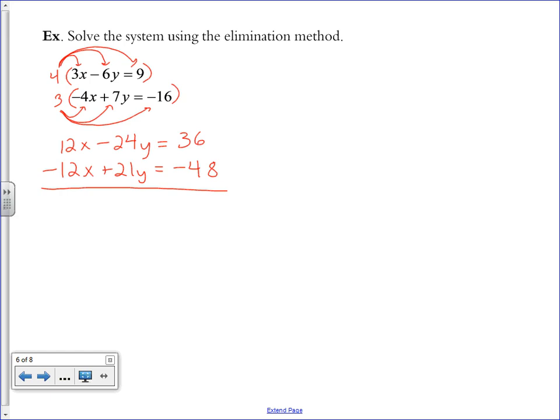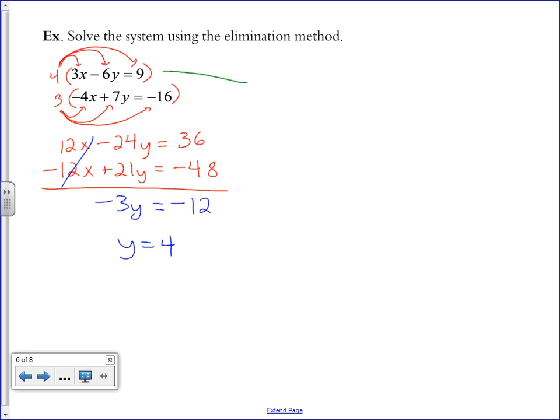We want to now add the two equations together, and you'll see that the 12x and the negative 12x eliminate. Negative 24y plus 21y. And 36 plus a negative 48. We have an equation now with only y in it, and we can solve for y equals 4. We're just going to have to take that 4, plug it back into any of the equations that we've dealt with so far here to figure out what x is.